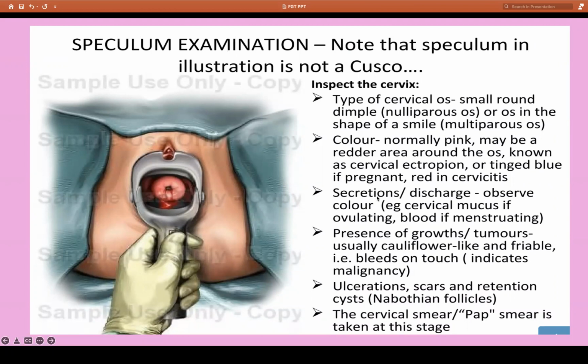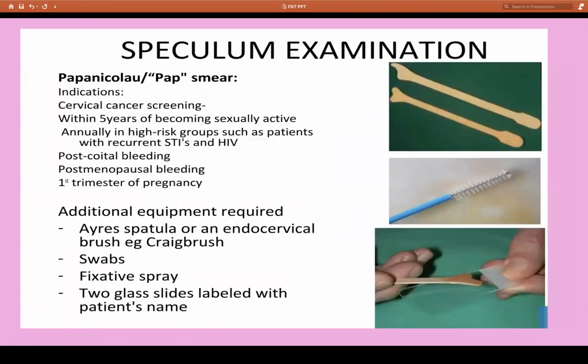Look for any secretions or discharge, any ectropion, any ulcer, any cervicitis, any Nabothian follicles, or any growth or cauliflower-like appearance, or any bleeding, contact bleeding, ulceration, or scar inside. And if needed, you can take the pap smear. From there, we'll discuss how to take that.